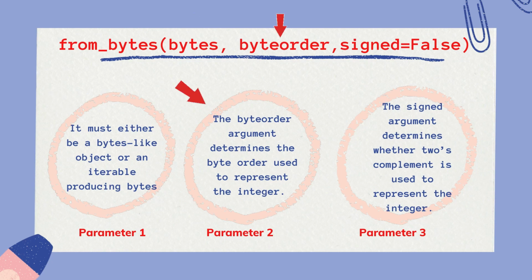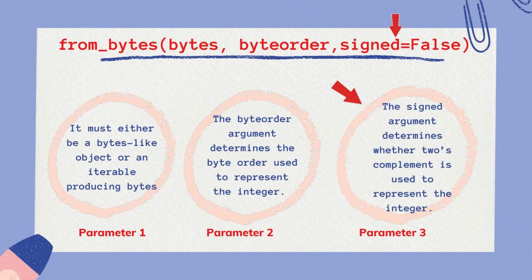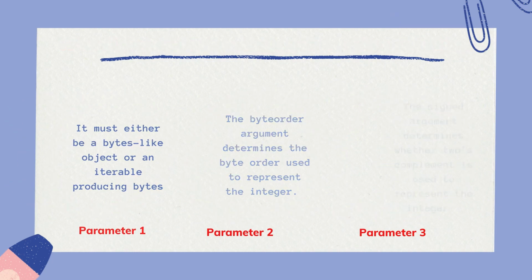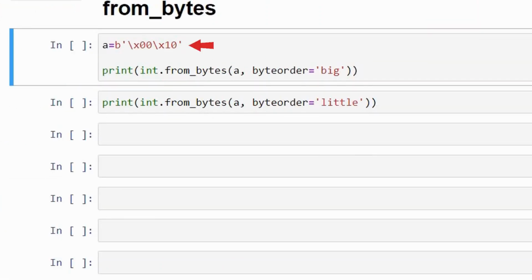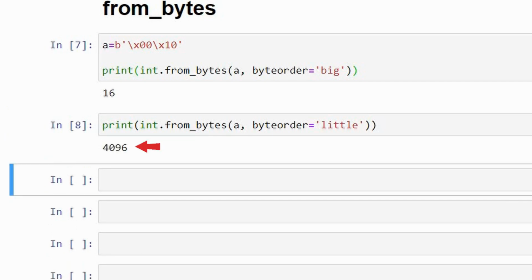Next is byte order. It determines the byte order used to represent the integer. If byte order is big, the most significant byte is at the beginning of the byte array. If byte order is little, the most significant byte is at the end of the byte array. And last is the signed argument, which indicates whether 2's complement is used to represent the integer. In our example, we have given a byte sequence to this function with byte order parameter as big, and it returns 16 as the answer. While when we pass the same byte sequence with byte order as little, then the answer returned is 4096.